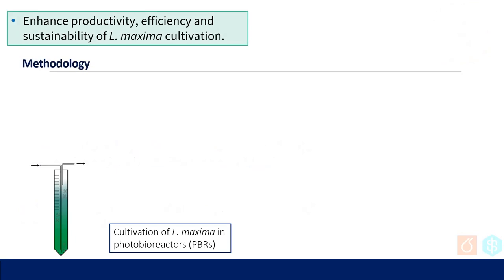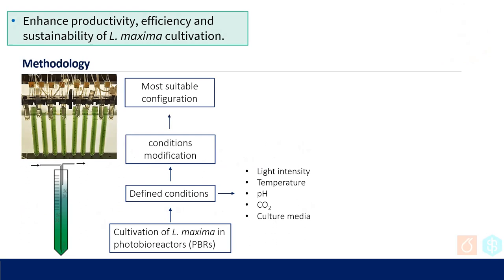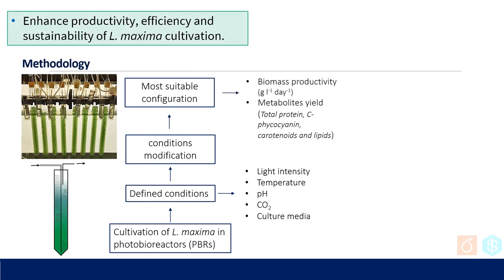First of all, we will have the cultivation of spirulina in photobioreactors, as the ones you can see in this little picture. Then we will have some defined conditions with light, temperature, pH, carbon dioxide, and culture media. Then what we're going to do is modify certain of these conditions in order to find the most suitable configuration among these parameters. We measure the most suitable configuration in terms of biomass productivity and metabolite yield. And based on these results, we can find the cost efficiency of the whole bioprocess.